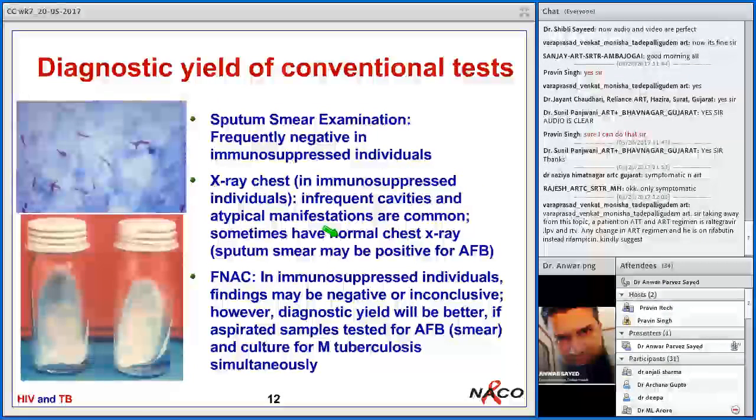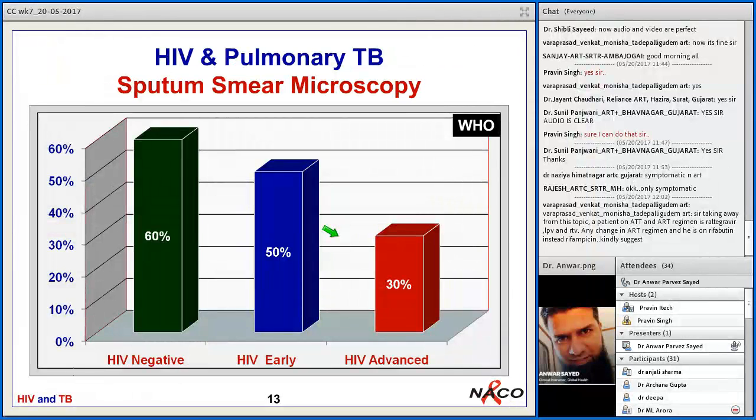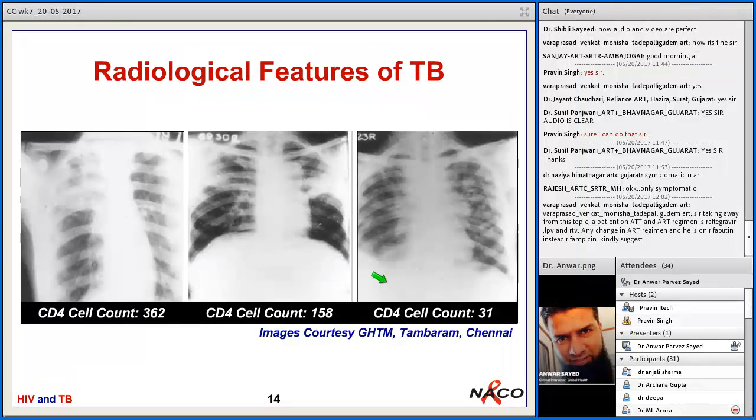The diagnostic yield of conventional tests like LJ medium, that is Lowenstein Jensen agar: usually conventional cultures take a longer time, like 4 to 6 weeks. So we cannot wait for that time. And nowadays there are many good tests coming up. We use CBNAAT. This is what the sputum microscopy yield is. In HIV negative people, 60% will be sputum smear positive. In active pulmonary tuberculosis with early HIV it is 50%, and in advanced HIV there will be only 30% positivity of sputum smear microscopy.